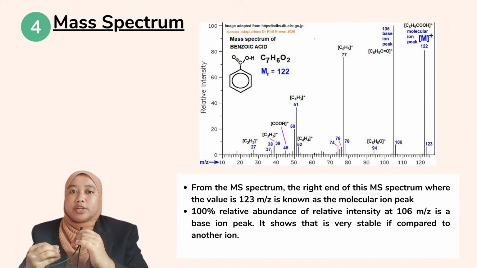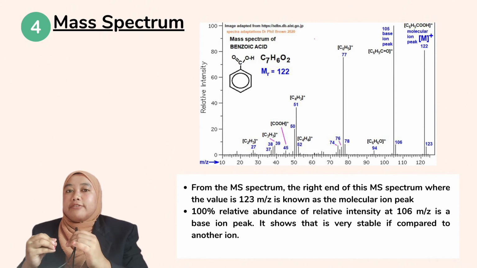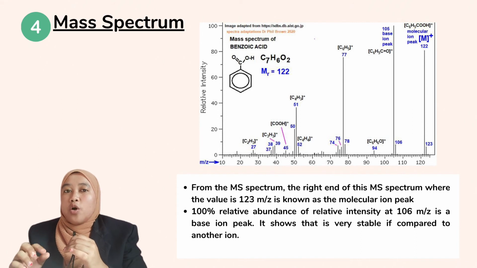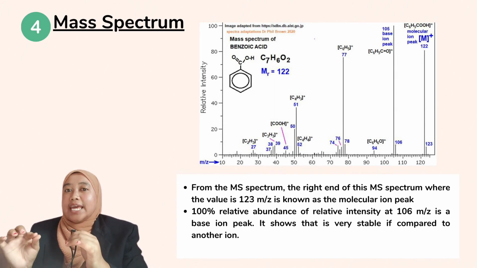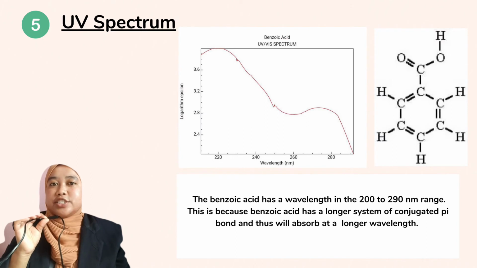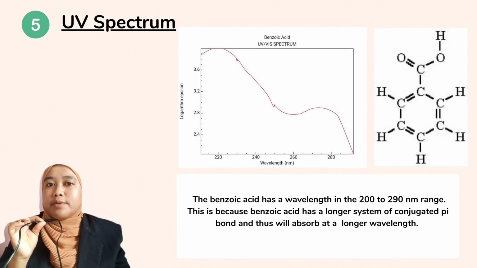Okay, next is MS spectroscopy. From the MS spectrum, the right end, where the value is 122 m/z, is known as the molecular ion peak. The 100% relative abundance, or relative intensity, at 105 m/z is the base ion peak. It is known to be very stable compared to other ions. Last is UV spectroscopy. Benzoic acid has absorption in the 200 to 290 nm range. This is because benzoic acid has a longer system of conjugated pi bonds, and thus it absorbs longer wavelengths.